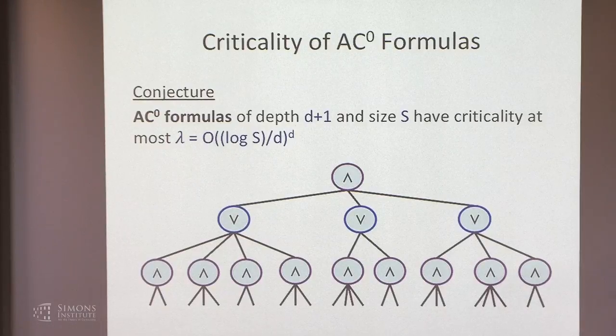So here's an open question that I wanted to mention, and hopefully I'd love to see this solved. Can one strengthen all these results by proving an even sharper bound on the criticality of AC0 formulas, right? So we'll call them tree-like circuits. So the natural conjecture is that the criticality of AC0 formulas looks like order (log s over d) to the d. Okay, and this would imply the order (log s) to the d bound for circuits.